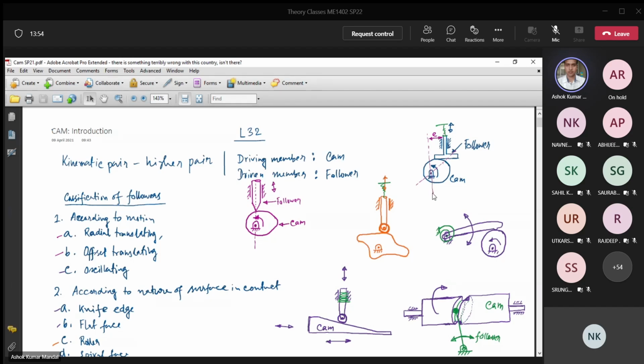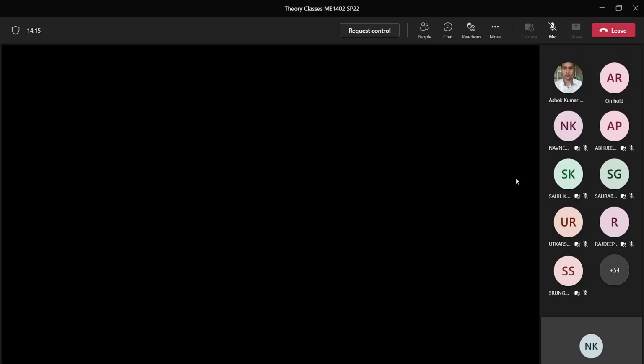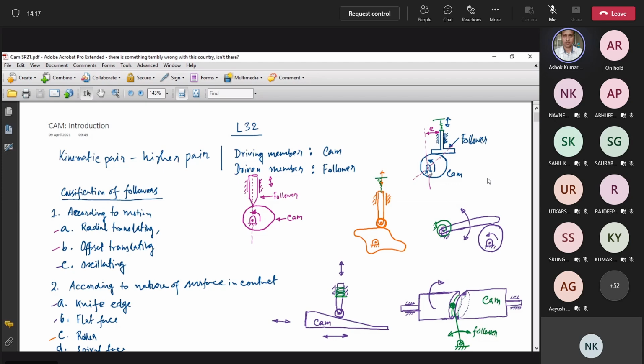So if we draw a straight line which is parallel to the translating motion, the line of motion of this follower is this, and if we draw a parallel line from the center of the cam, or the hinge point of the cam, you will see there is a constant distance, and that distance is called offset. So this follower is called an offset translating follower. Now we will take another example.